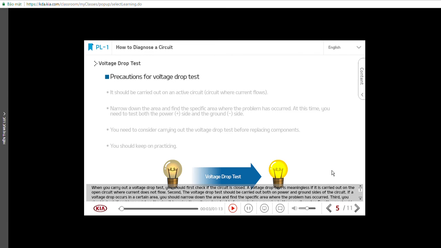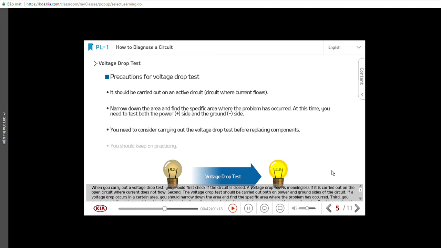When you carry out a voltage drop test, you should first check if the circuit is closed. A voltage drop test is meaningless if it is carried out on an open circuit where current does not flow. Second, the voltage drop test should be carried out both on power and ground sides of the circuit. If a voltage drop occurs in a certain area, you should narrow down the area and find the specific area where the problem has occurred.